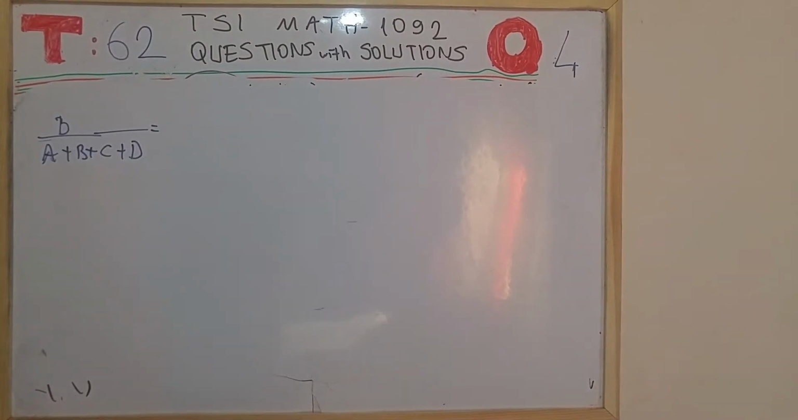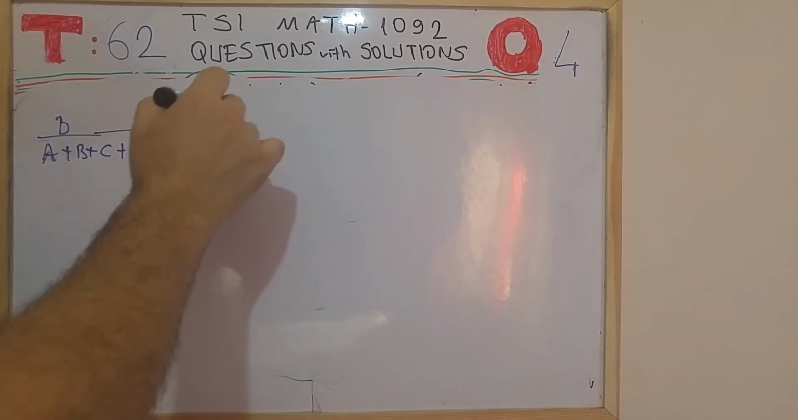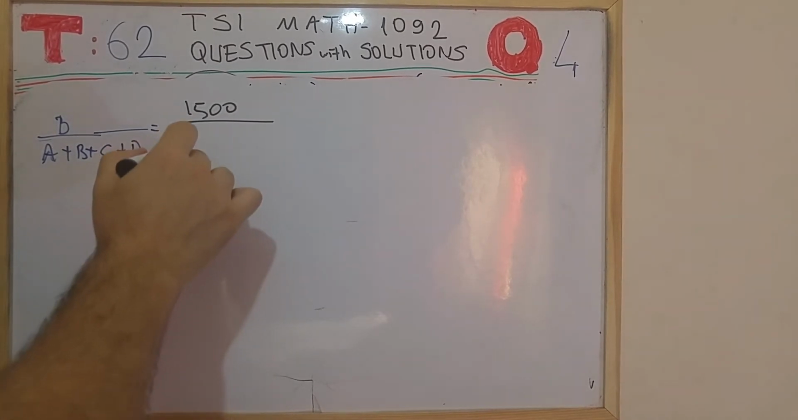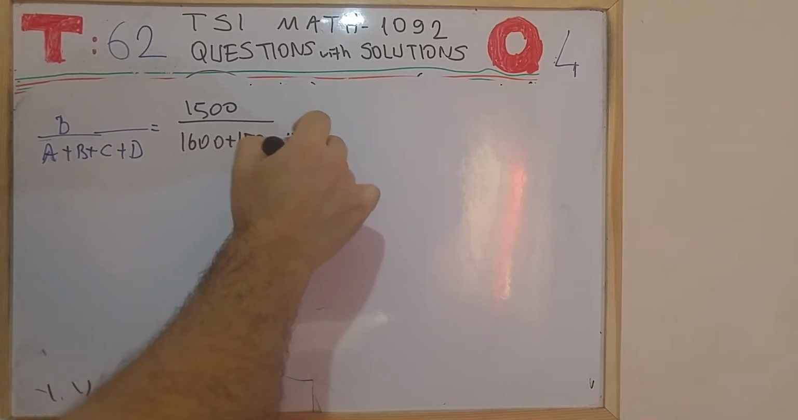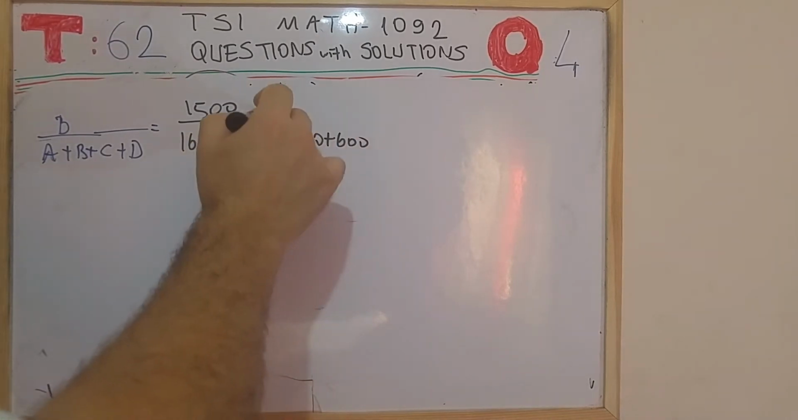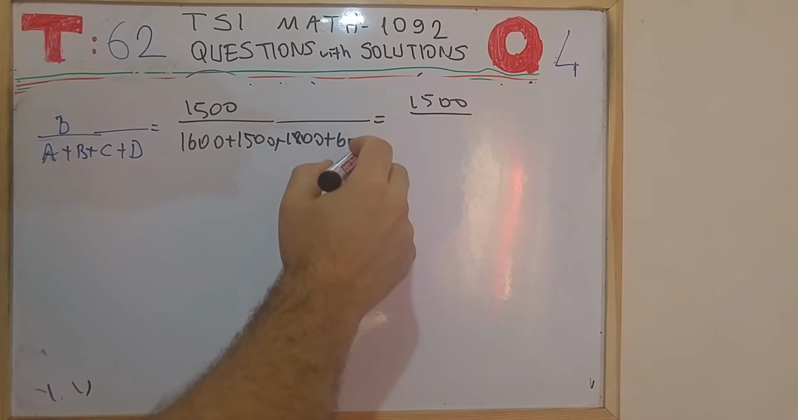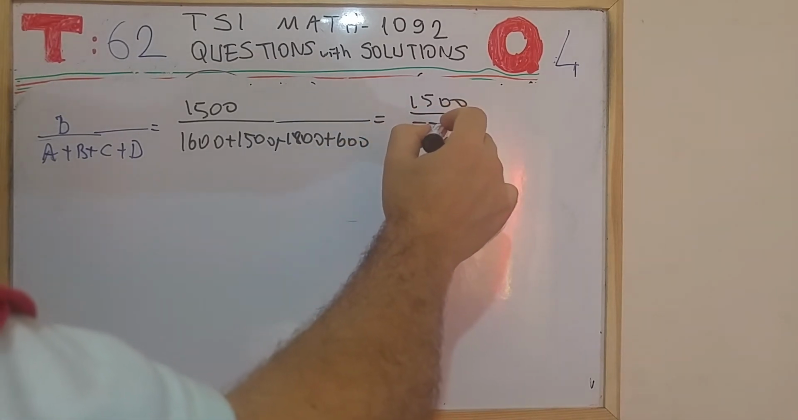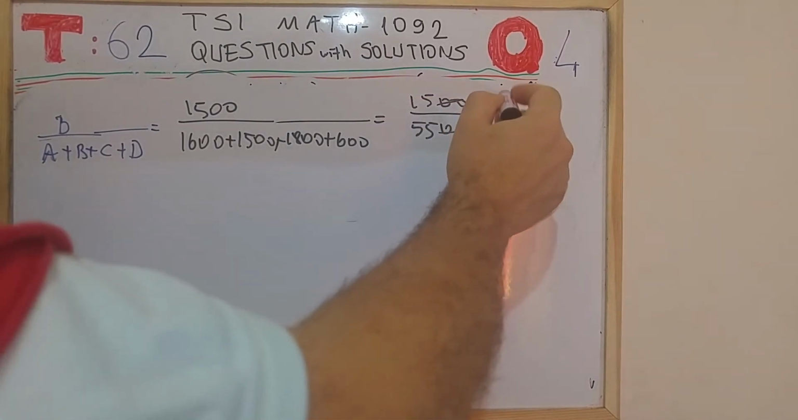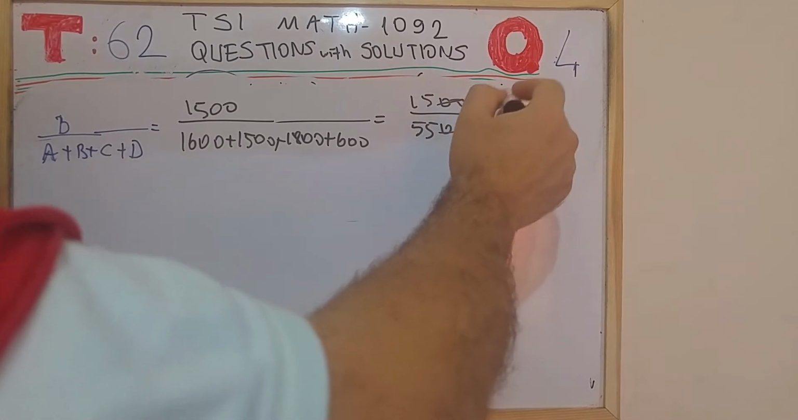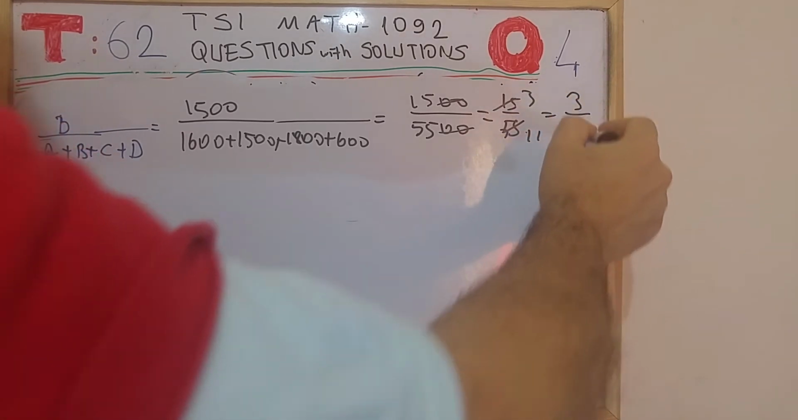It's about the ratio of B to the entire charity collected, and in school B there are $1,500 collected, where all the charity is 1,600 plus 1,500 plus 1,800 plus 600. So this is equal to 1,500 over 5,500, and when I simplify, this is equal to 15 over 55, and I simplify this by 5, this is 3, and this is 11, so the result is 3 over 11.